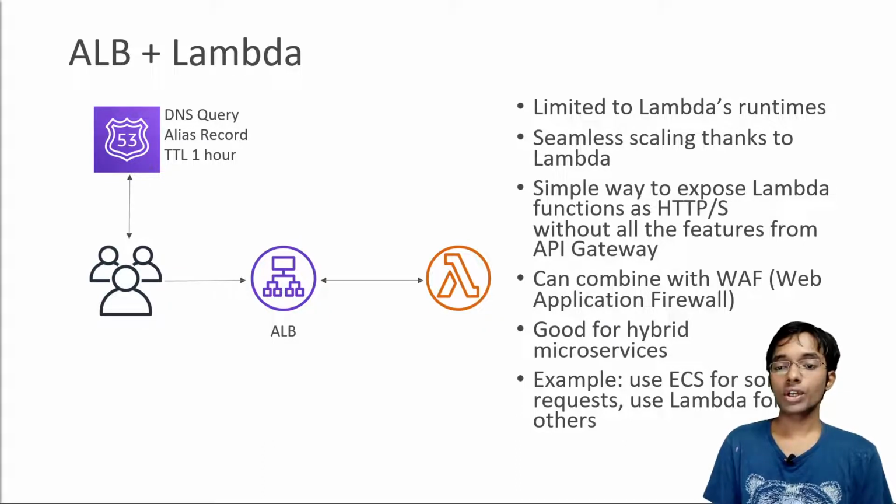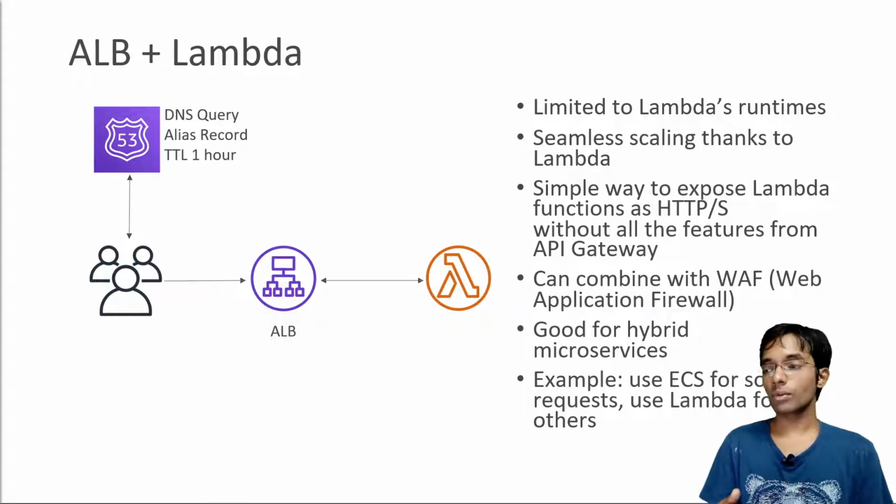But we are going to have seamless scaling thanks to our Lambda runtime, and it's going to be very helpful. Remember, when we have like 1,000 Lambda functions that can be concurrently executed, it's a very simple way to expose your Lambda functions as HTTP or HTTPS without using all the features from API Gateway. And as you can expect, you get a lot of cost saving, like 20 times or 10 times, by using ALB plus Lambda. But you don't have the features of the API Gateway here.